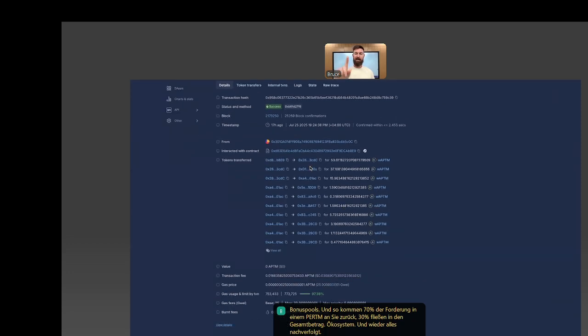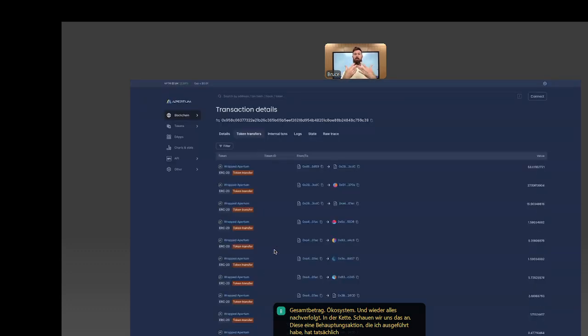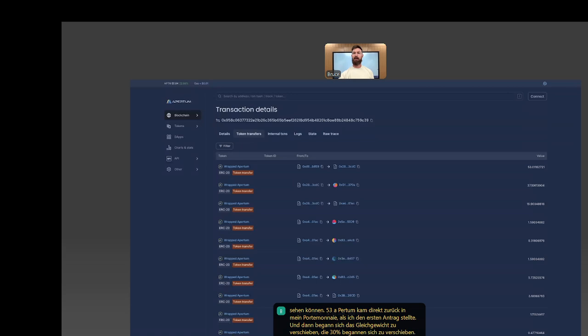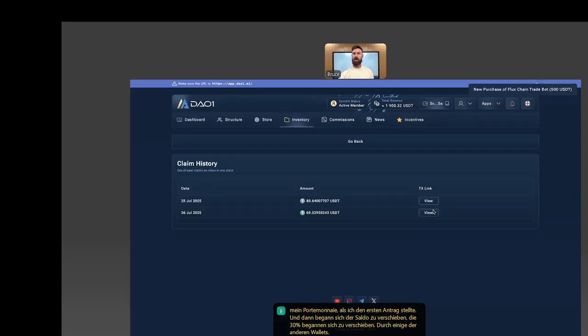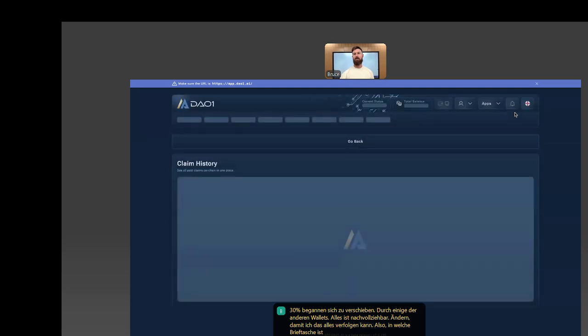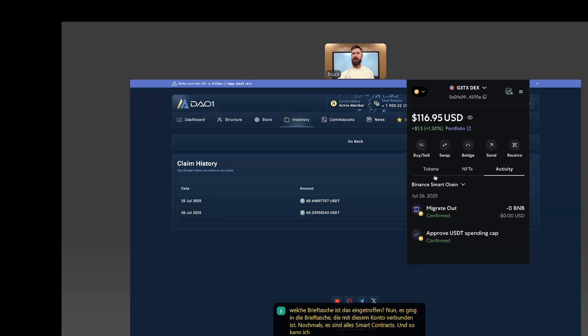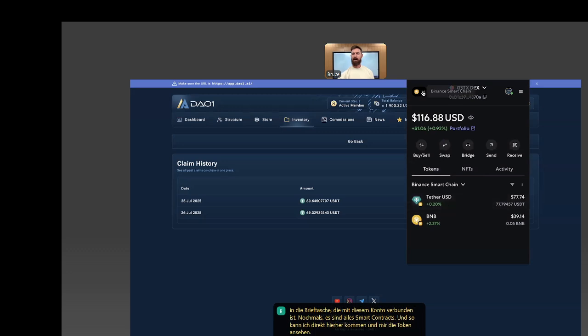So when we look here, that one claim action that I did actually created what we call 16 transactions, and those transactions share Apertum back to the user's wallet. So we can see 53 Apertum came straight back into my wallet when I did the first claim, and then the balance started shifting, the 30% started shifting through some of the other wallets. Everything is trackable on chain, so I can track all of that. So which wallet did that go into? Well, it went into the wallet that's attached to this account. Again, it's all smart contracts. And so I can come directly into here and have a look at tokens. And I need to get onto the Apertum chain.